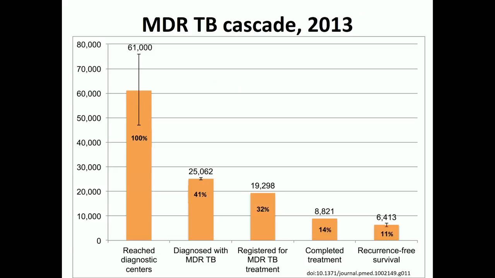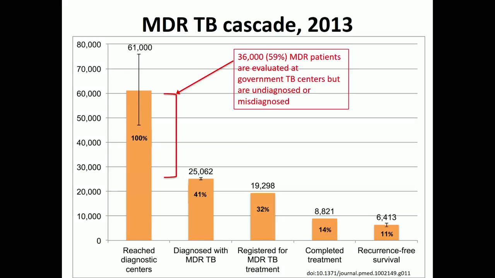For the MDR TB cascade, and I think this is the most striking figure of our work, out of 61,000 patients who reached government diagnostic facilities, ultimately 11% had the optimal outcome of recurrence-free survival. And about 59% of all patients never got successfully diagnosed by our estimates. And that's by far the biggest gap out of multiple very substantial gaps in the MDR TB cascade of care.